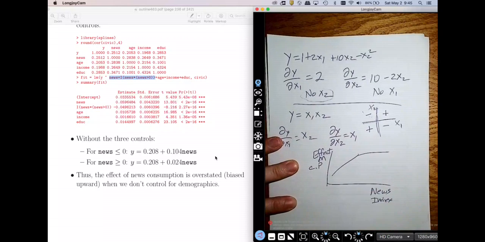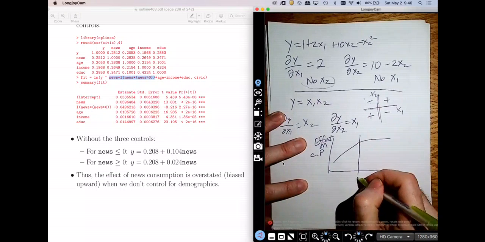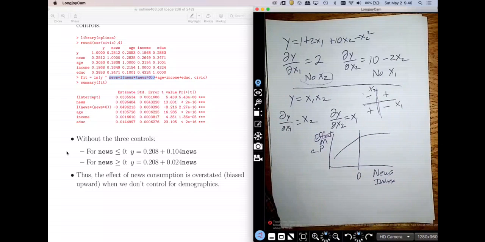So we'll just call that CP. And so here's the equation. If you work it out, for news index less than 0, the slope is 0.1. For news index greater than 0, the slope is about 0.02.